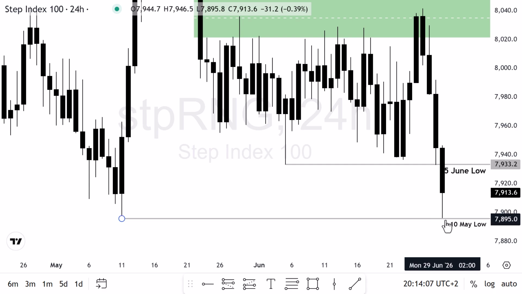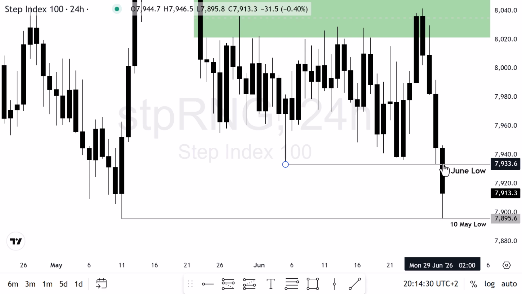So I think that this low is going to remain open like this until we trade inside of this inefficiency. And after we trade into that inefficiency, then we can take shorting opportunities and go to attack this 10 May low. Now, right off the bat, it sounds insane.